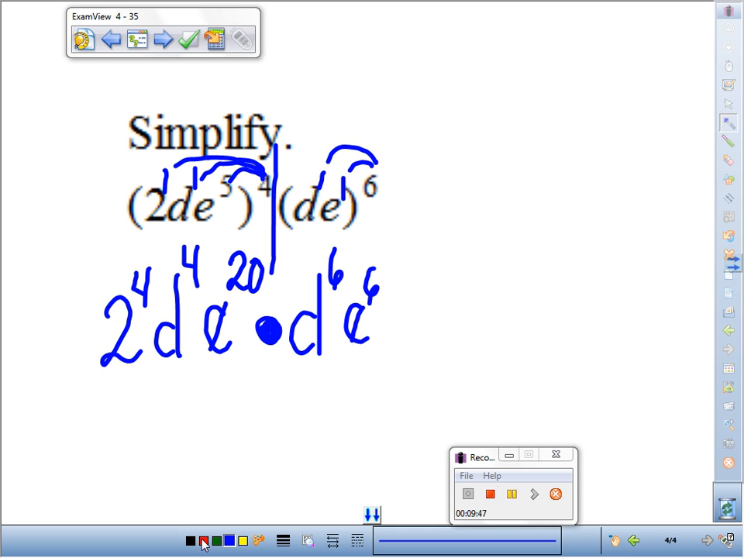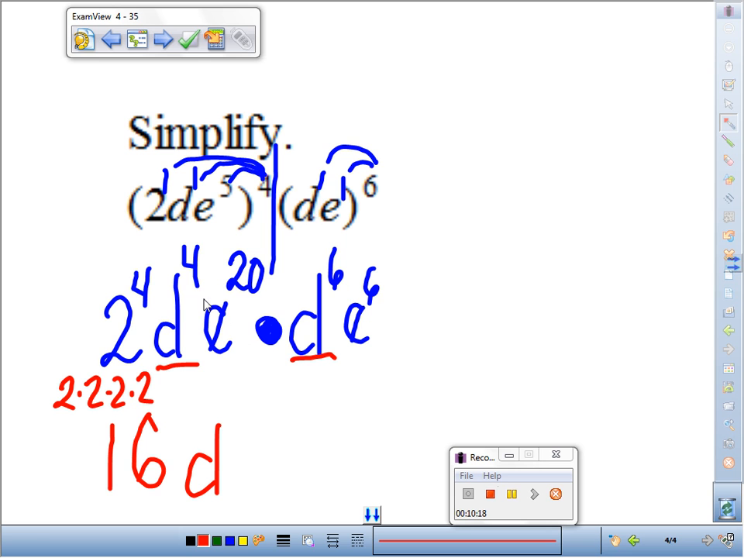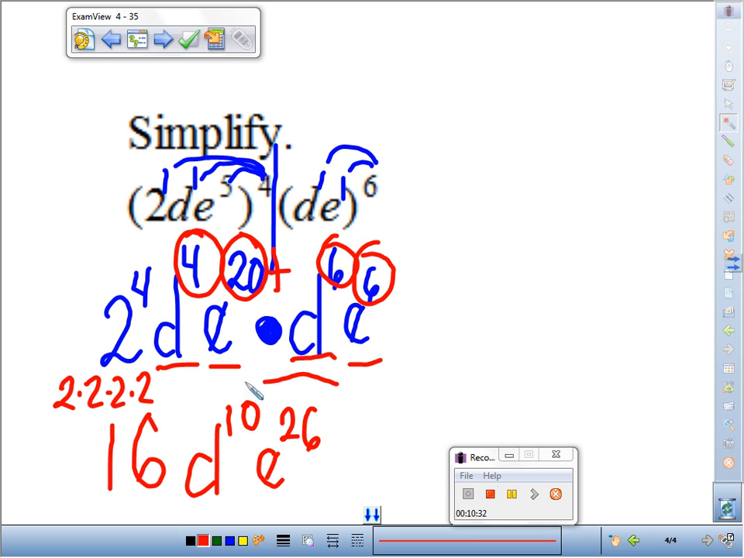Let's simplify the number first. This one, write it with small numbers underneath. 2 times 2 times 2 times 2. Because some of you are still doing this. Some of you still think 2 times 4 and you write 8. That is not the case. This is 2 times 2 times 2 times 2, which is 16. And since we're still multiplying, you identify the same base, which is d. You circle the exponent, and above the multiplication sign, you're going to put a plus. So that becomes 10. Same thing with e. 20 plus 6, 26, and we're done.